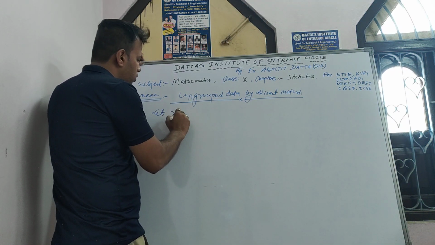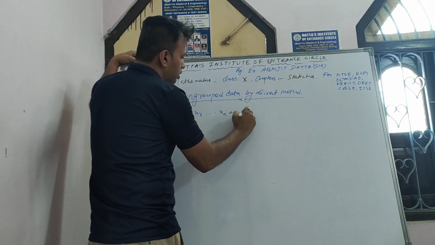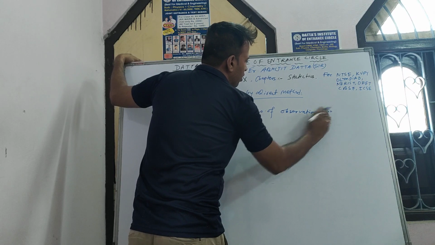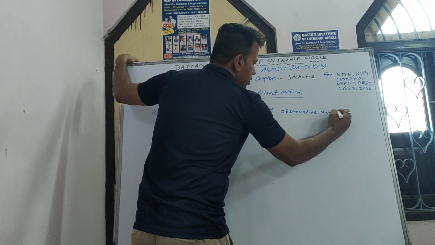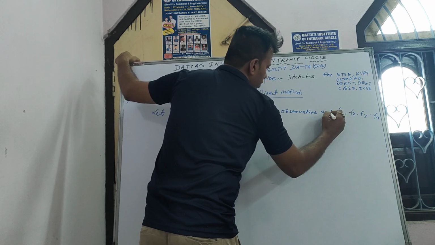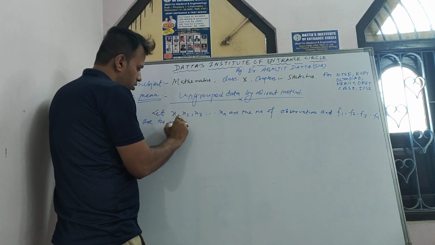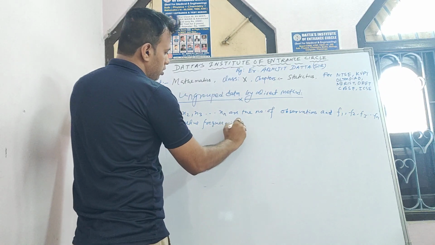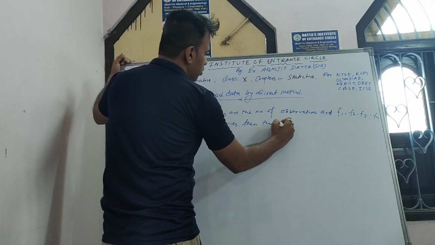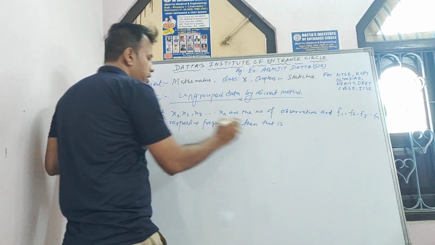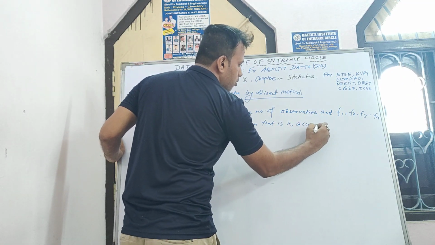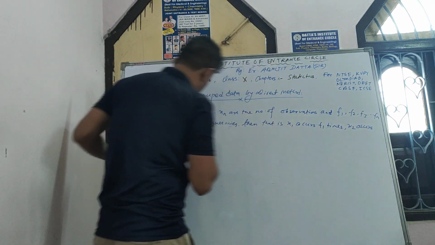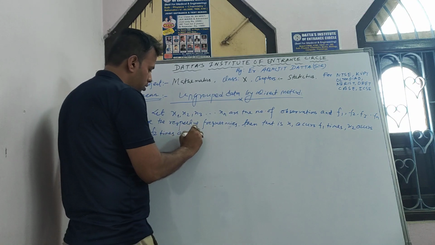Let x1, x2, x3, ... xn be the n observations, and f1, f2, f3, ... fn be the respective frequencies. Then we may say x1 occurs f1 times, x2 occurs f2 times, and so on.